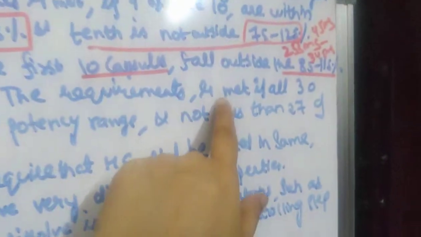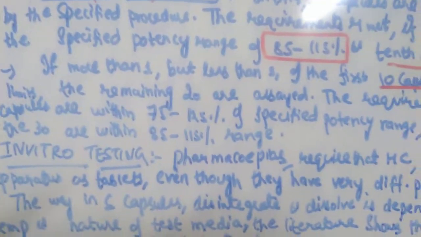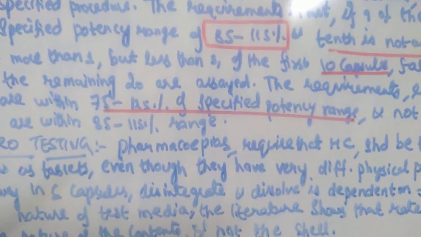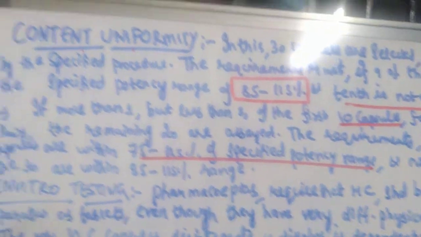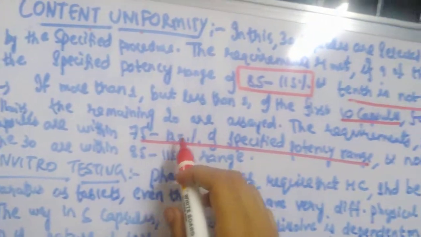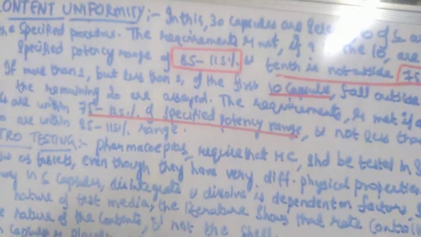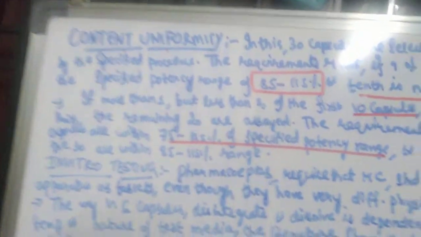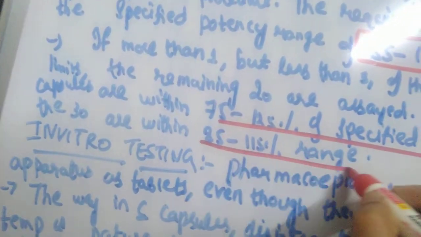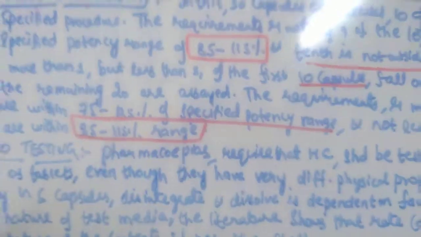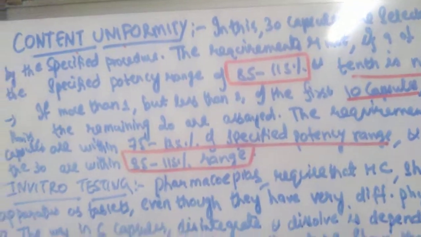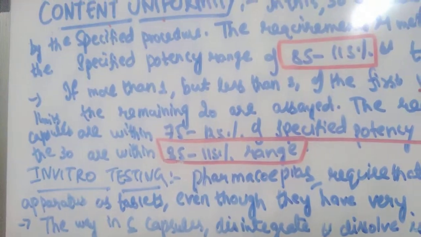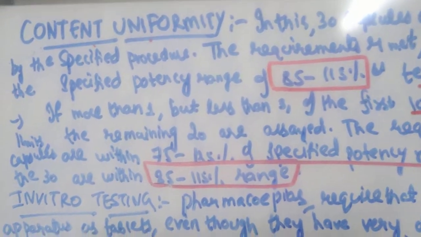The requirements will be met if all the 30 capsules are within 75 to 125% of the specified potency range, and not less than 27. That means out of 30 capsules, at least 27 should be within the 85 to 115% range. At least 27 capsules out of 30 should be within the range of 85% to 115%. Okay, this is the content uniformity test.